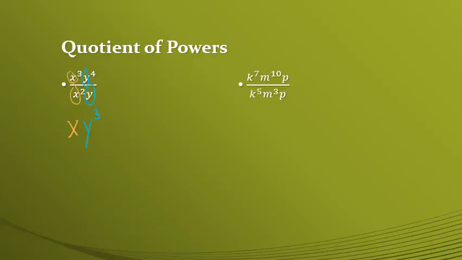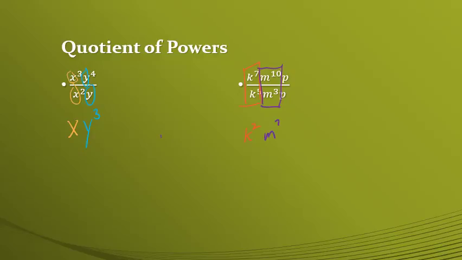So let's look at the second one here. Again, we're going to be looking at where we have exponents of the same base. So I've got k to the seventh power in the numerator. I've got k to the fifth power in the denominator. So 7 minus 5 is going to be 2. So I've got k squared. And we've got m to the 10th in the numerator and m cubed in the denominator. And so 10 minus 3 is going to be 7. So I've got m to the 7th.